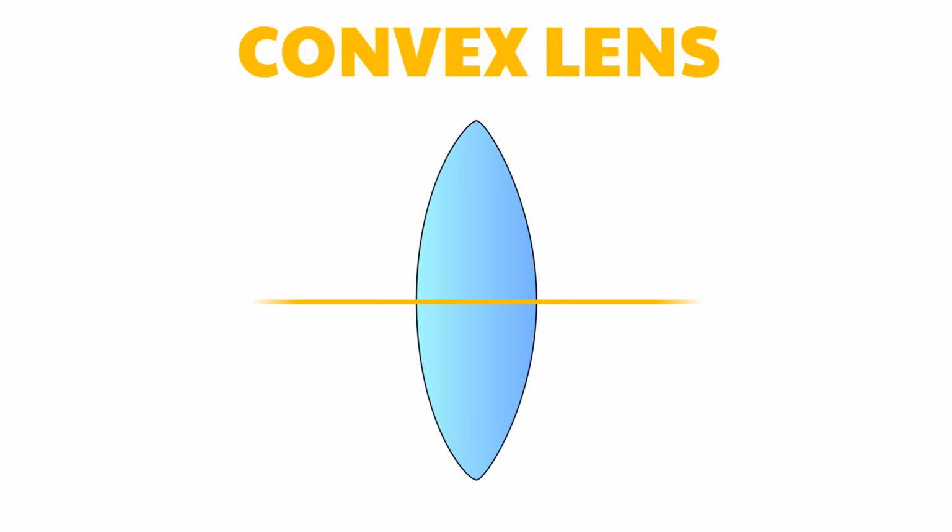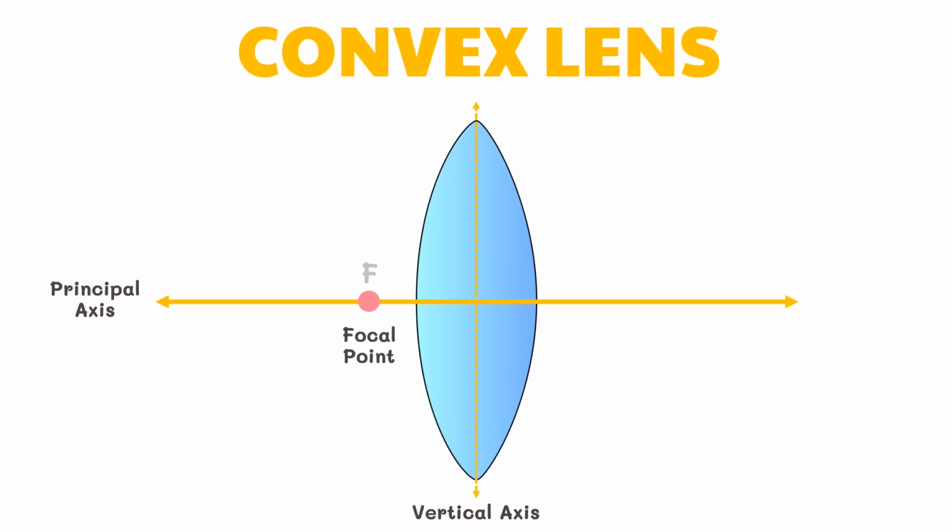A line passing through the exact center of the lens is known as the principal axis. A lens also has an imaginary vertical axis that bisects the symmetrical lens into halves. As mentioned earlier, light rays that are incident towards either face of the lens and traveling parallel to the principal axis will either converge or diverge. For convex lenses, the point where light converges is called the focal point. The focal point is denoted by the letter F.